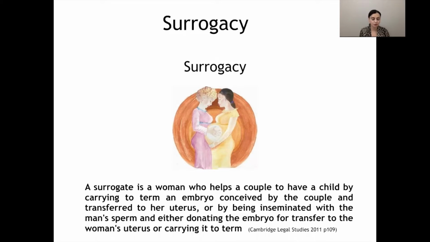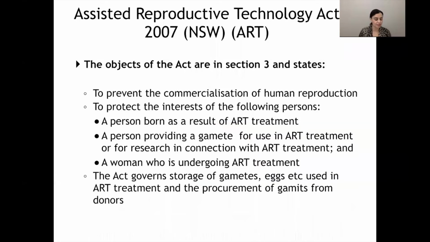In terms of the relevant legislation here, the associated legislation is the Assisted Reproductive Technology Act of 2007. It is New South Wales legislation. There's been much debate in Australia as to whether there's a need to legislate to govern surrogacy or not. And you'll find that other states and territories in Australia have similar legislation to the New South Wales Act, being the ART Act.